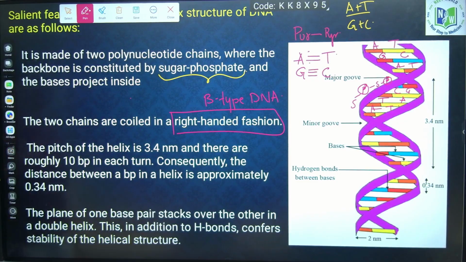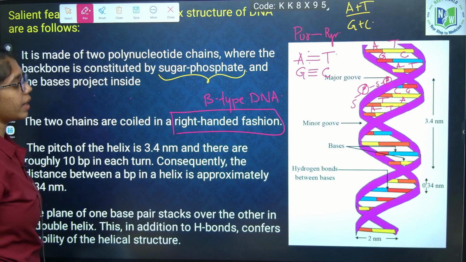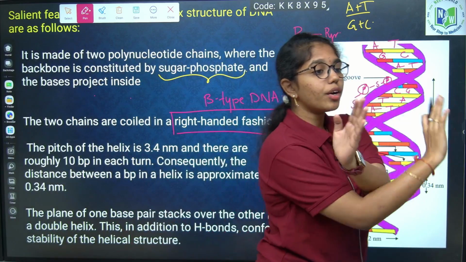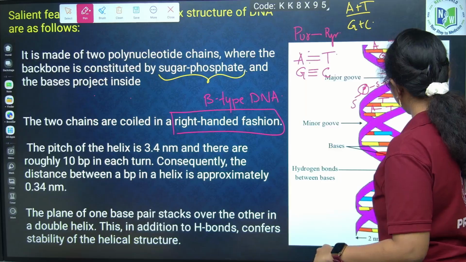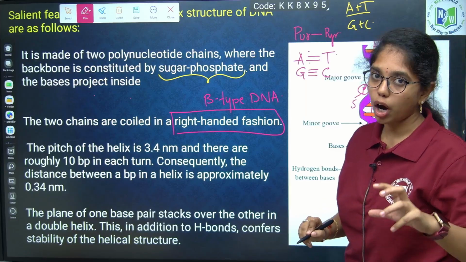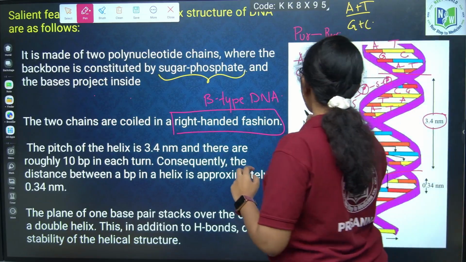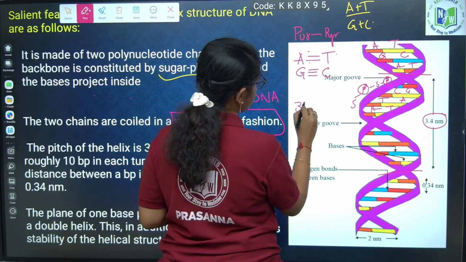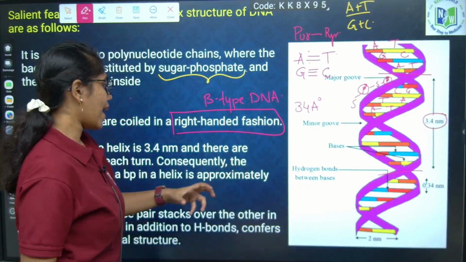The pitch of DNA is 3.4 nanometers. What is pitch of DNA? One complete turn of DNA, from here to here, is called the pitch of DNA. That is 3.4 nanometers or 34 angstroms.